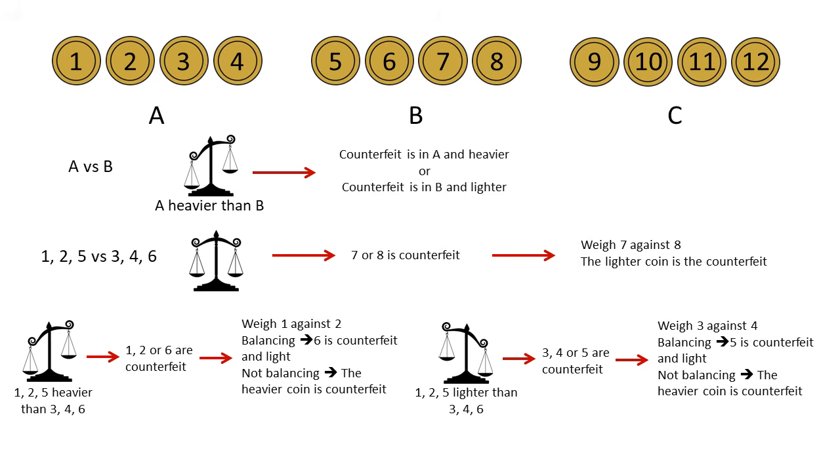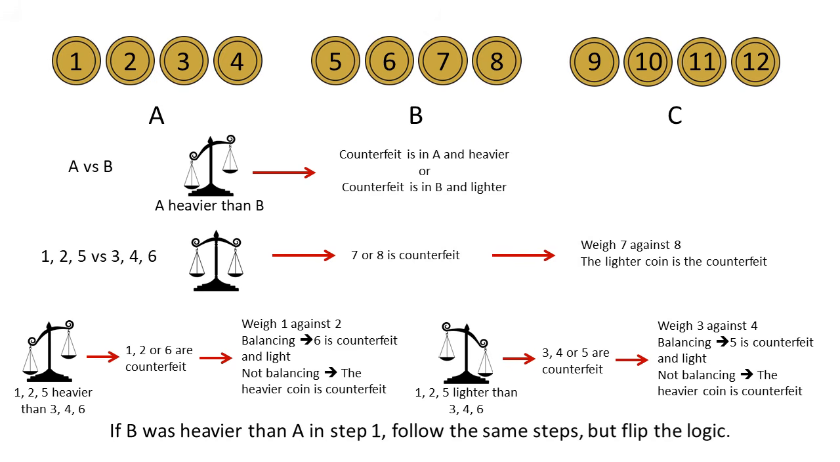So far we've looked at what happens if A and B are the same. We've looked at what happens if A is heavier than B. So all that's left is if it was the other way round and B was heavier than A. Well, if that's the case, we're going to follow the exact same steps as we've just done here. But our logic would just flip slightly, in that now if the counterfeit was in A, it would be lighter, and if the counterfeit was in B, it would be heavier. So our last steps would flip a little bit, but we'd still follow the same steps as we've done here.